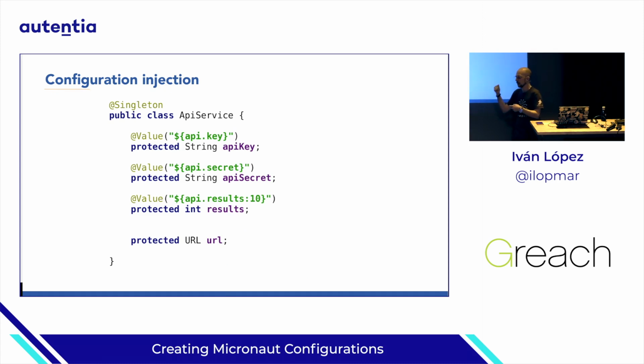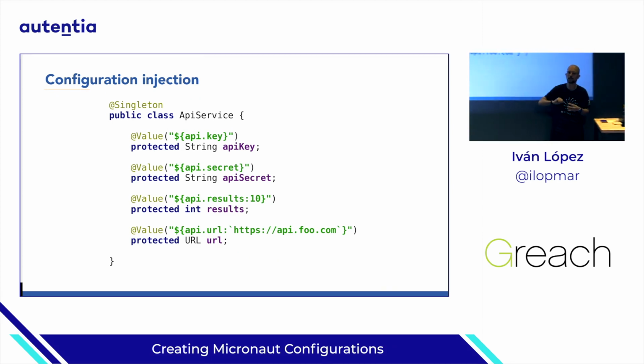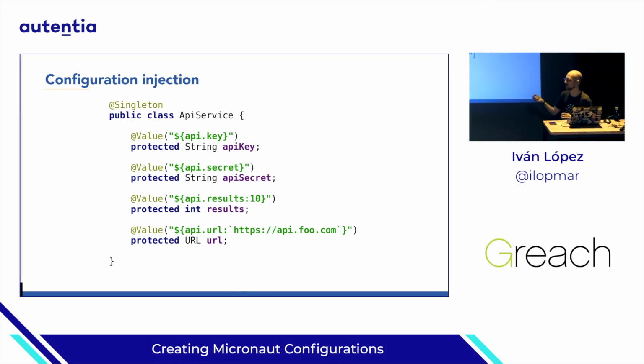We are using the colon to separate the key and the value, but if you want to use a colon in the default value, you need to escape the value with backticks. Because if you don't do that, what is going to happen is that Micronaut is going to look for api.url. If it doesn't exist, it's going to try to find another key called https, and if it doesn't exist, it's going to try to convert this, and it's going to fail because this is not a valid property name. So if you put a default value with a colon, you need to escape it with backticks.